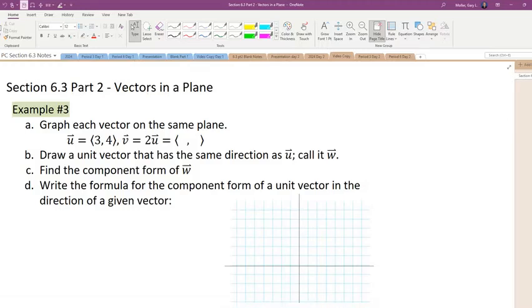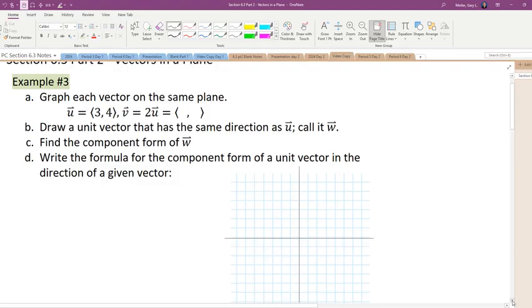All right, here we are on day 2 of vectors. We're going to continue this pretty simple concept. Graph each vector on the same plane. So we're going to graph vector u, and you can see that's written in component form. And so vector u would be over 3 and up 4.